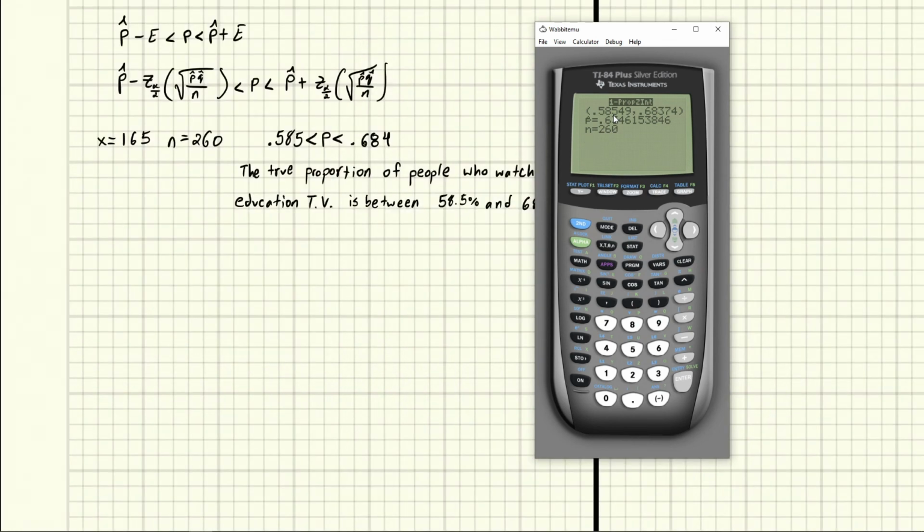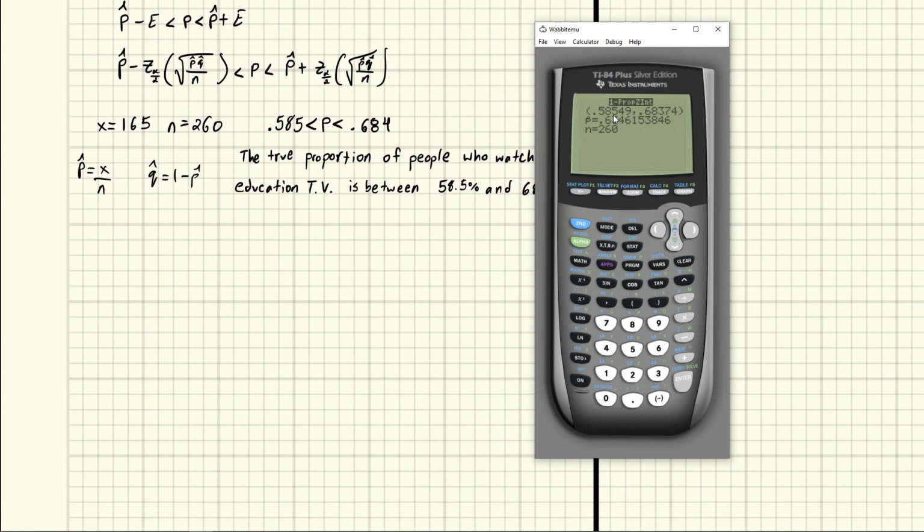Let's do it using the other way, the formula. So we need to figure out what p hat is. P hat is X over N, and q hat is just 1 minus p hat. Because this is a proportion, we have the total number of people and then the people who did what we wanted for our criteria, so in this case, people who watched educational television. That proportion of people is going to give us this p hat.